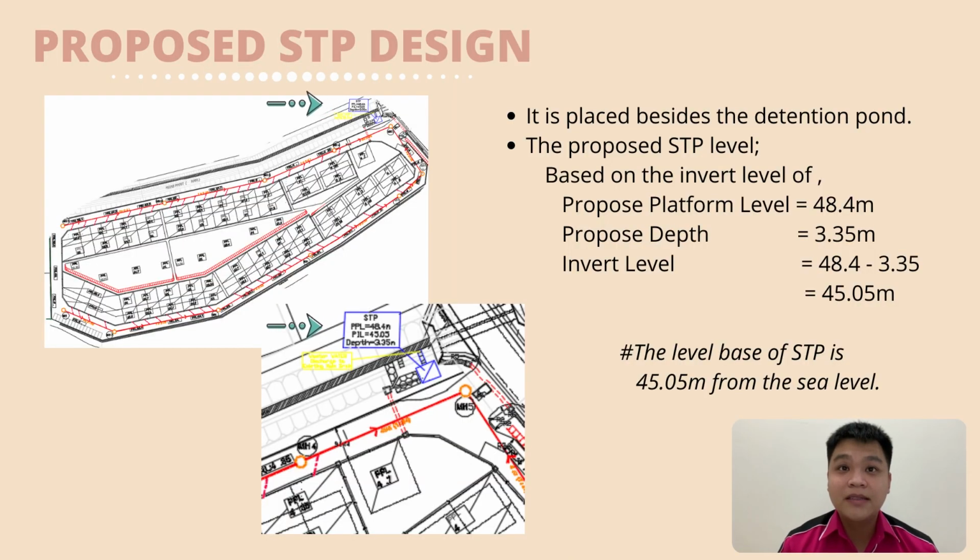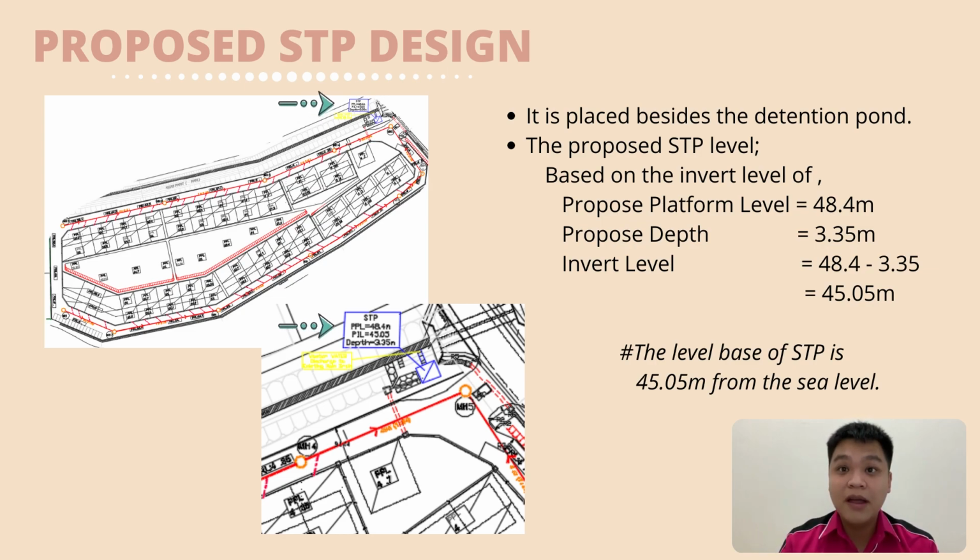For the proposed STP design, it is placed beside the detention pond. The proposed level is based on the invert level of the sewerage. The proposed platform level is 48.4 meter. The proposed depth is 3.35 meter. Hence, the invert level is equal to the proposed platform level minus the proposed depth.